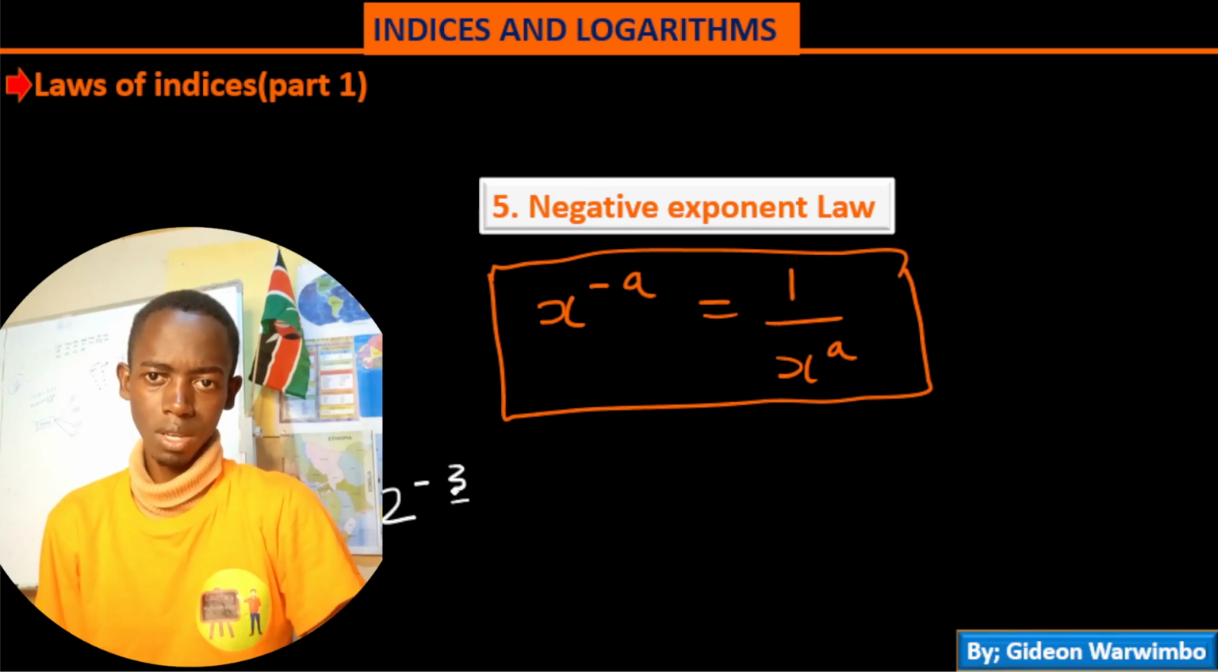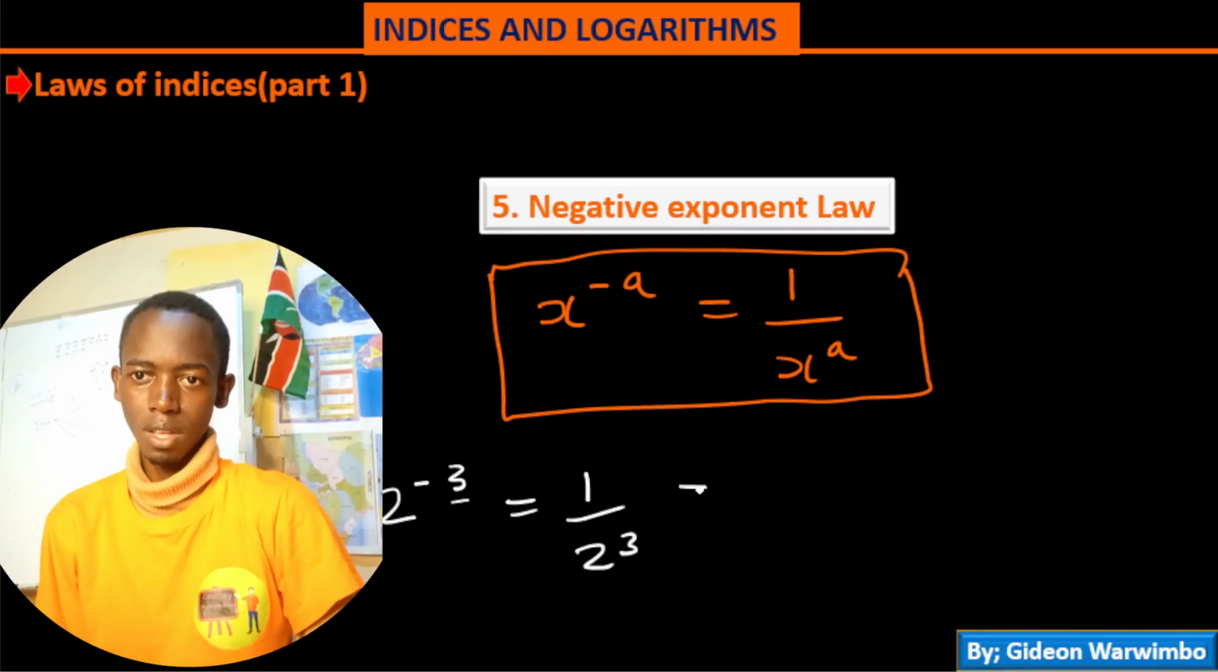So when you've got a case like this one, 2 to the power negative 3, that one should be equivalent to 1 over 2 to the power 3, and that is going to give you 1 over 2 to the power 3. That's going to give you 1 over 8.